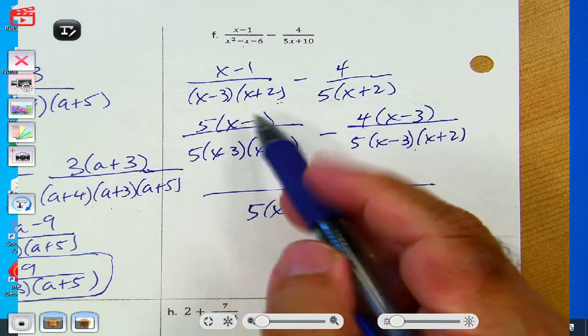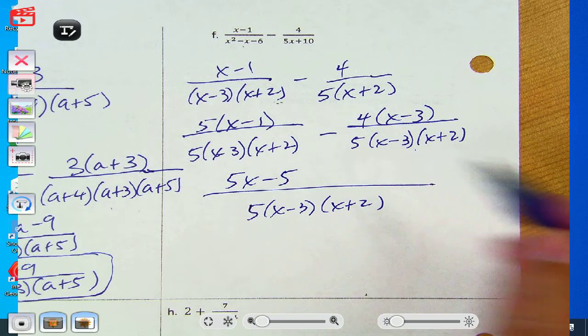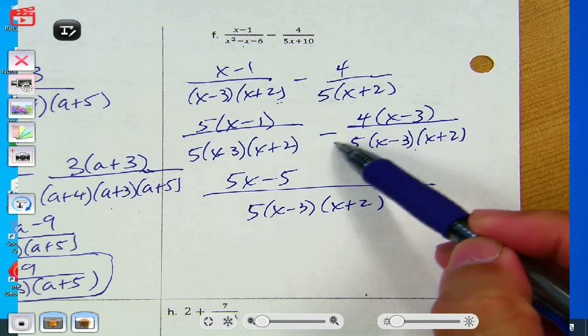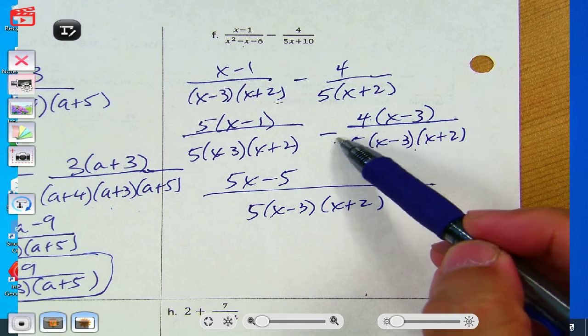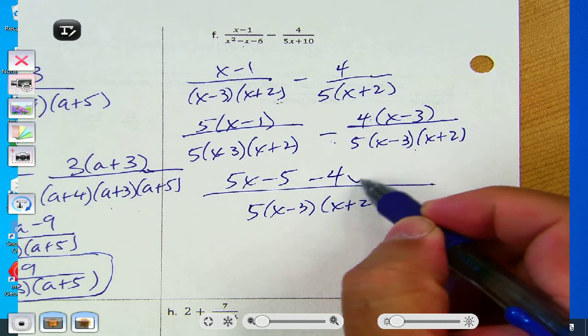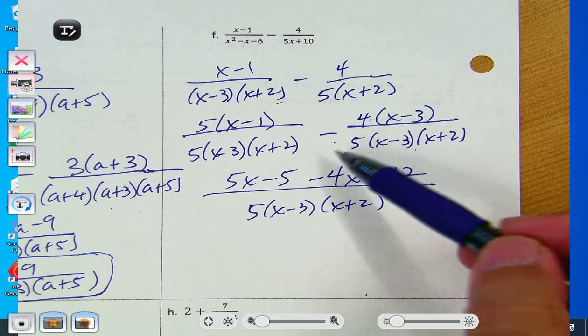So 5 times x is 5x. 5 times minus 1 is minus 5. Distribute the minus 4. Be careful here. Make sure you distribute a minus 4. So it'll be minus 4x plus 12, because I'm distributing a negative 4.